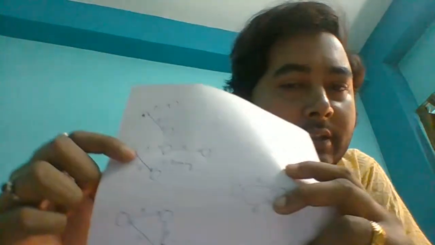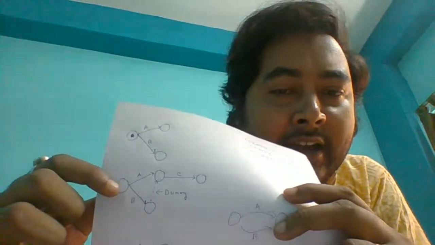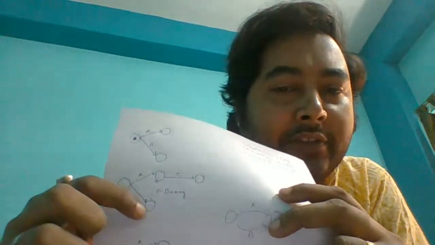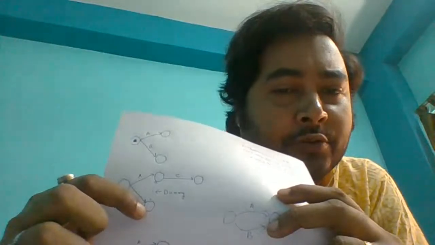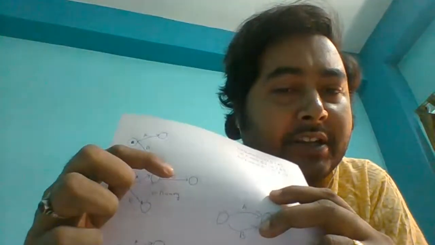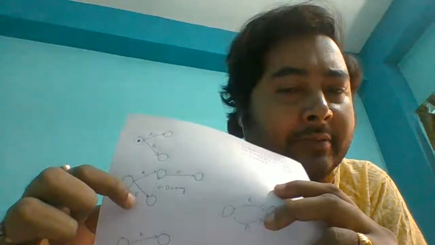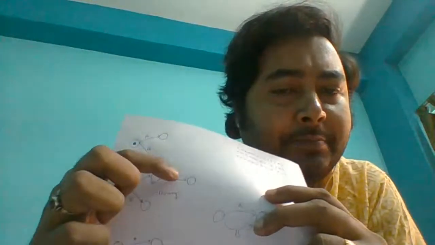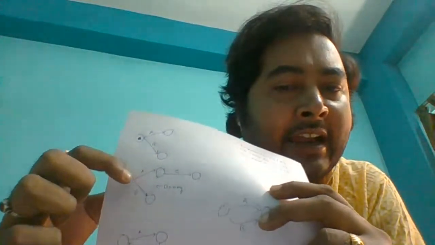Next is dummy activity. Dummy activity is a very, very important thing to understand in network analysis. Sometimes to draw the network diagram, you need to use a dummy activity. What is a dummy activity? See this diagram. In this diagram, A and B are two activities. Now suppose C's predecessor is both A and B.